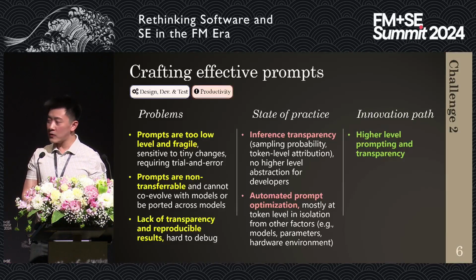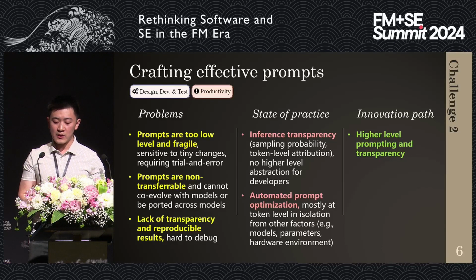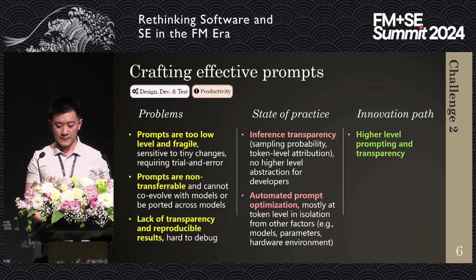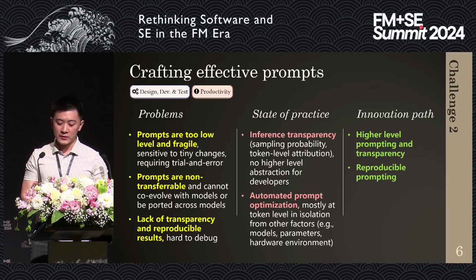So we believe that moving forward, the innovation path should be, firstly, we need to elevate the level we're using to prompt a foundation model application, to try to express higher-level intent rather than lower-level token input. We also need to make sure that the prompting method is transparent and can be debugged. And we also need to look into how we can do reproducible prompting so that we can productively debug prompt behavior.